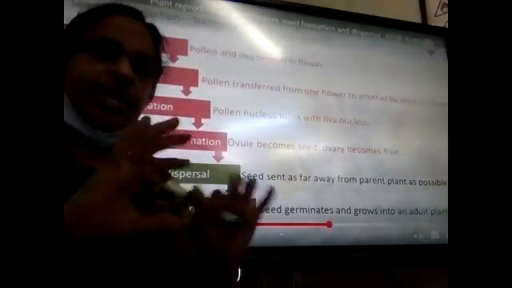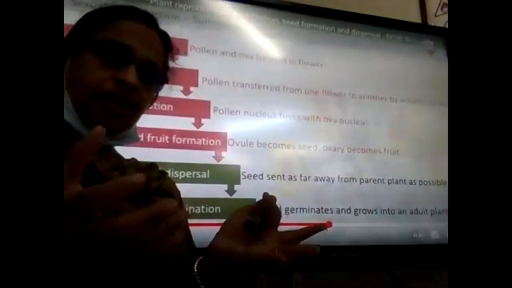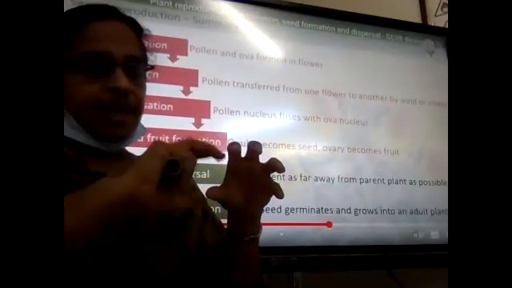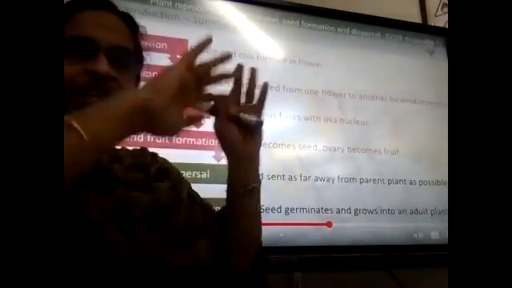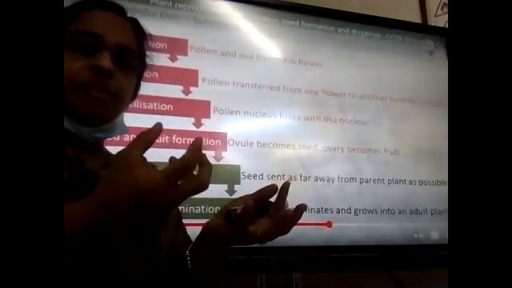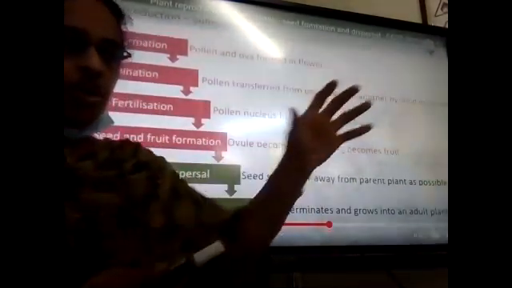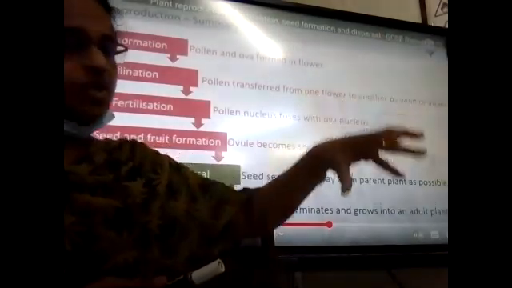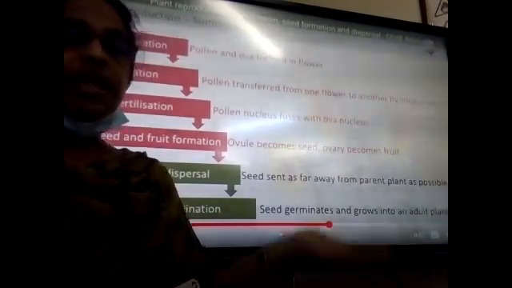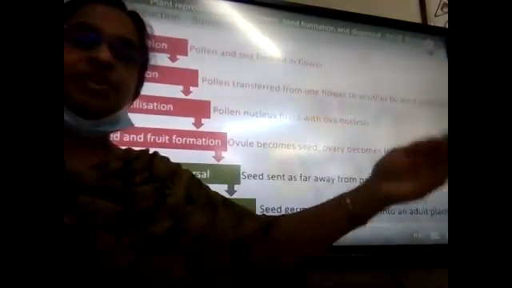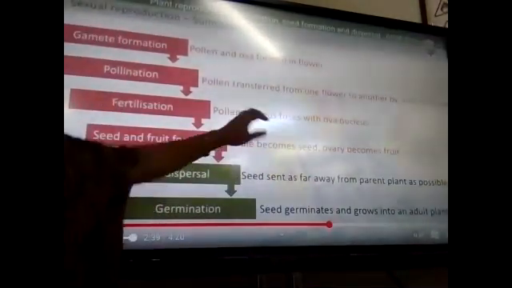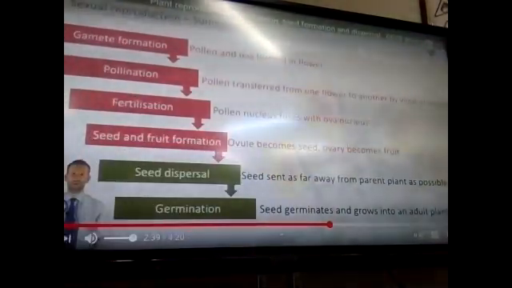Have you seen a coconut with the husk? Yes. The coconut has a covering outside the shell, and that covering has a lot of air spaces. So once the coconut falls on water, it can float. It will not go down. It can float to different places so that it can be dispersed. So we will see here how some of them are dispersed.